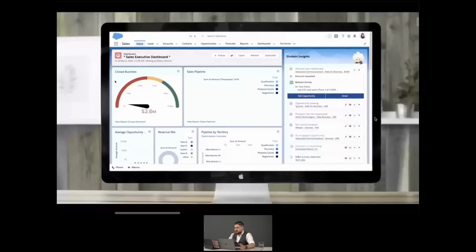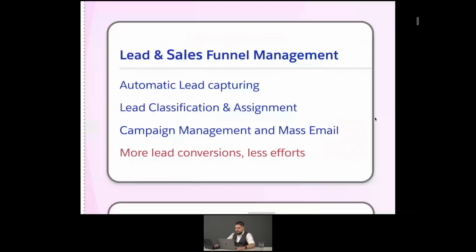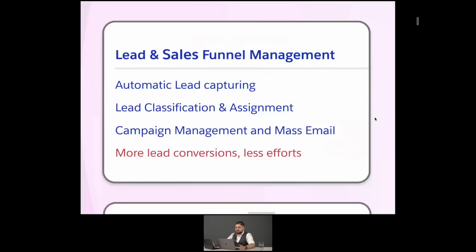So which enablers are provided by Sales Cloud, and what is the business impact you can gain from this? Let's take a look. First one is lead and sales funnel management. This is determined by delivering the following things, like automatic lead capturing, also known as web to lead, duplicate blocking, lead and account classification and automatic assignment, campaign management and mass email enablement, email templates, and automations of sales funnel.